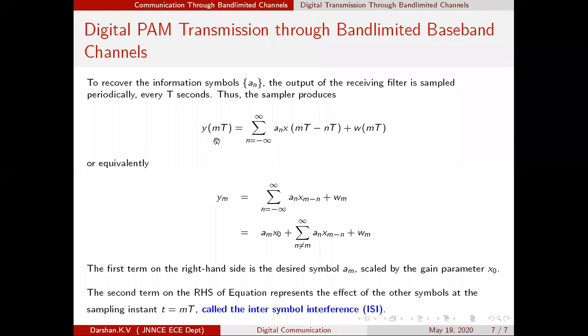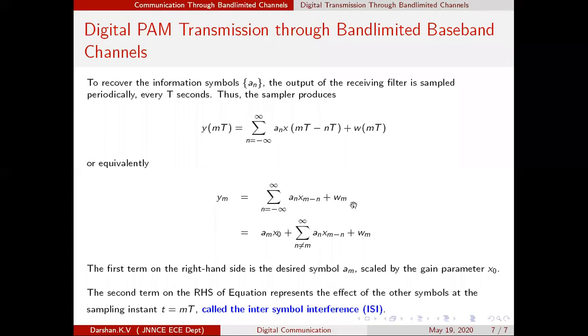So every T seconds you are going to sample; this is how you are supposed to write the equation. This equation is given a different form, that is y_m equals the sum of a_n. Wherever x of mT minus nT is there, it has been represented as x of m minus n. W of mT is represented as w_m. What does this represent? This represents the mth sample, where at t equal to mT you are taking the value of y. That is the meaning of this. In other words, this is treated as the mth sample output: y_m is equal to this equation.